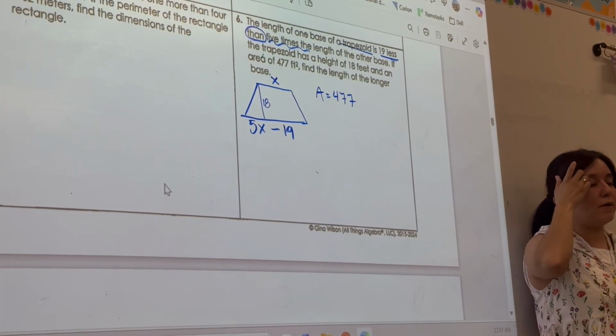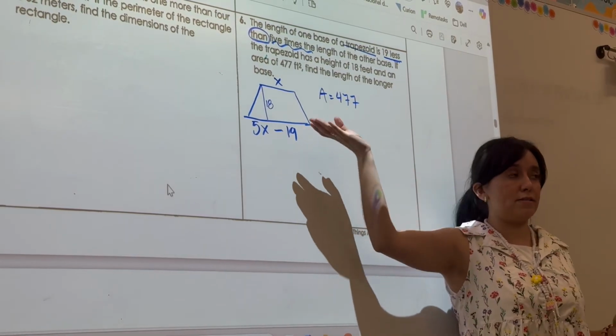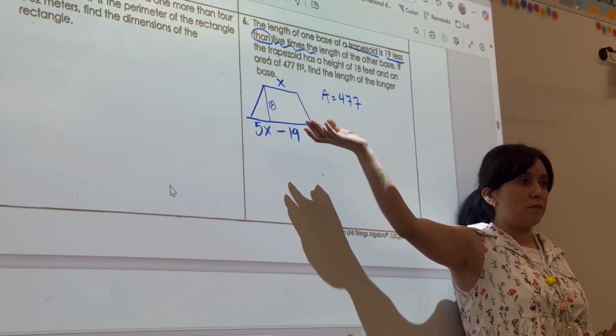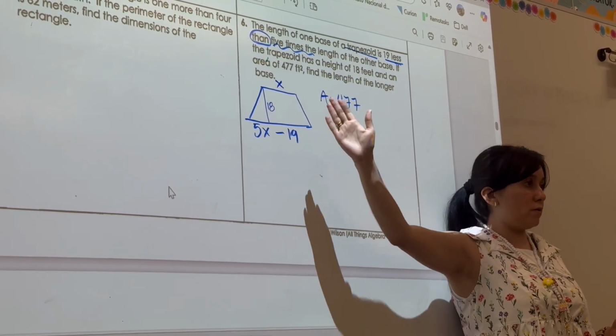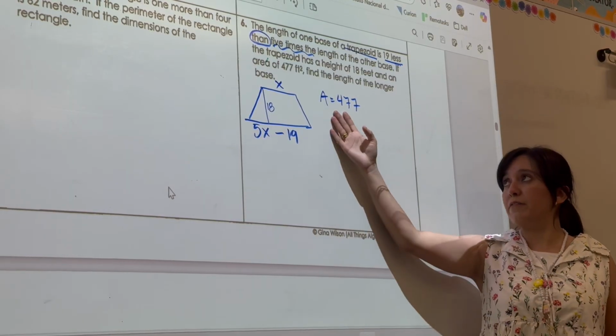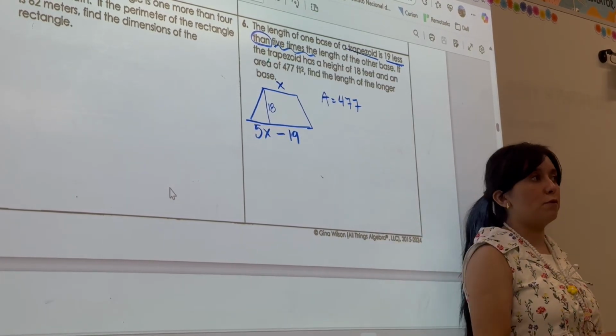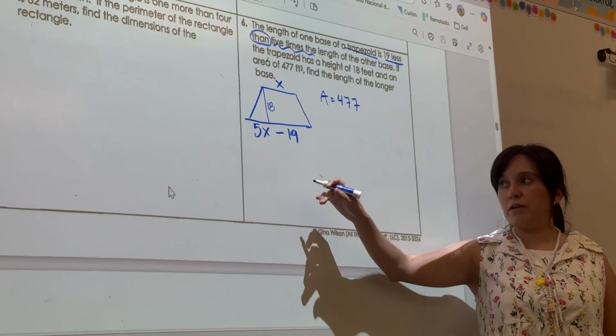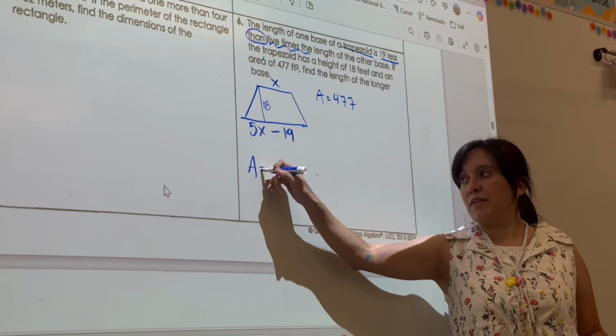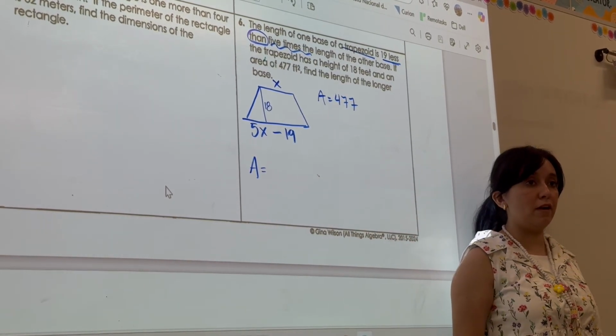Any questions about how we set up the things in our trapezoid? Are we good with the drawing? Yeah. Okay, now we have area. That means that we need the formula of the area. Who can remind me the formula of the area?